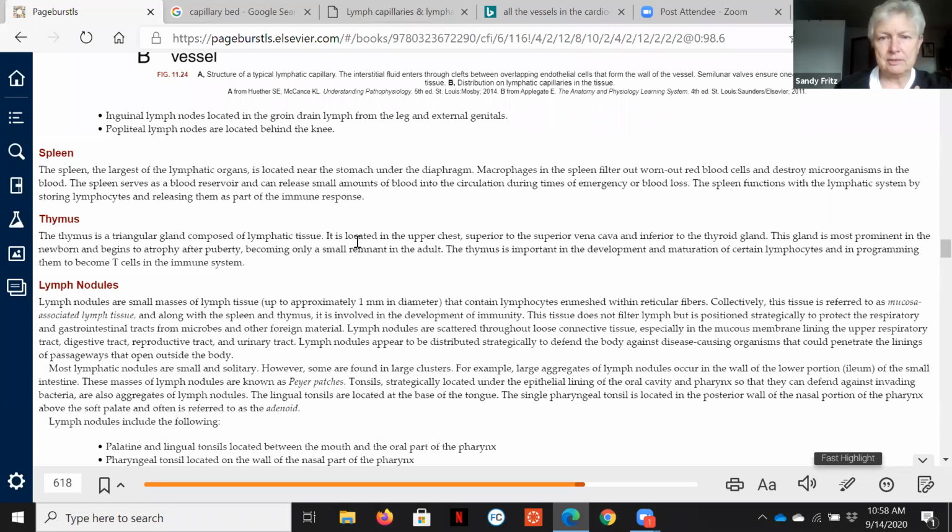Same with the thymus here. It is very active and quite large at birth and early childhood, but it stays active throughout our life. So, another place where the immune system learns and the interface between the immune function and the lymphatic system.